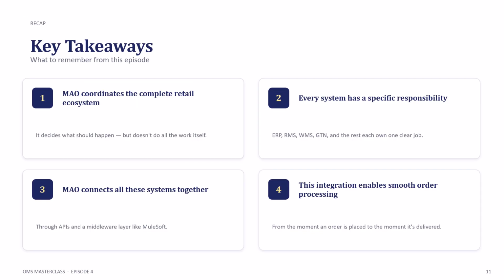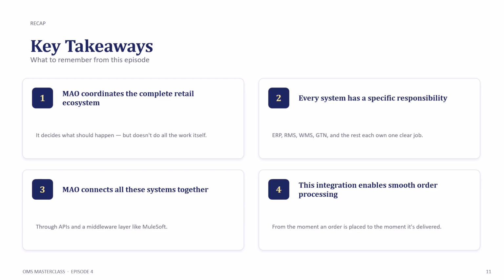Before we wrap up, let's do a quick recap of what we have learned today. First, MAO is the central decision engine. It coordinates the entire retail ecosystem by deciding what should happen next, while the other systems handle the execution. Second is every system has its own responsibility, whether it's ERP, RMS, WMS, GTN, or any supporting service. Each one has a specific role in the overall order journey.